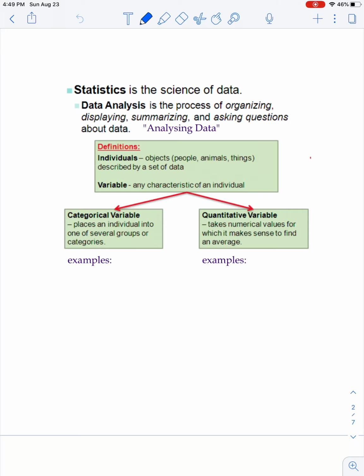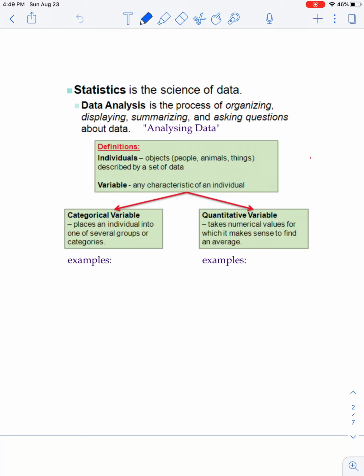So let's start with a really basic definition of statistics. It is the science of data. It is the gathering of information, the computing of some numbers, and then getting some numbers that represent that data and interpreting what those numbers mean, and then also presenting that information in a way that's user-friendly. Data analysis is the process of organizing, displaying, summarizing, and then asking questions about data. And those verbs really describe everything that we're going to do for the next year.